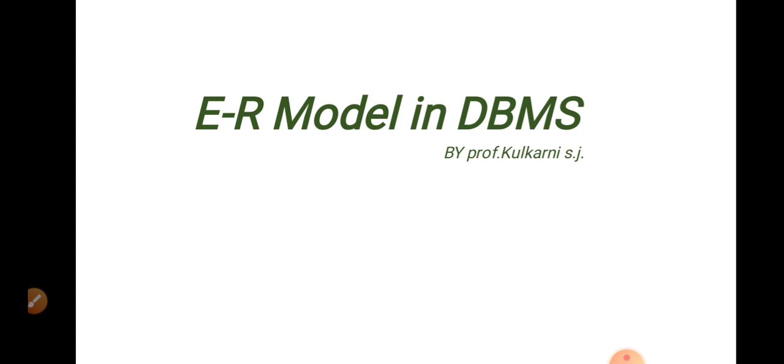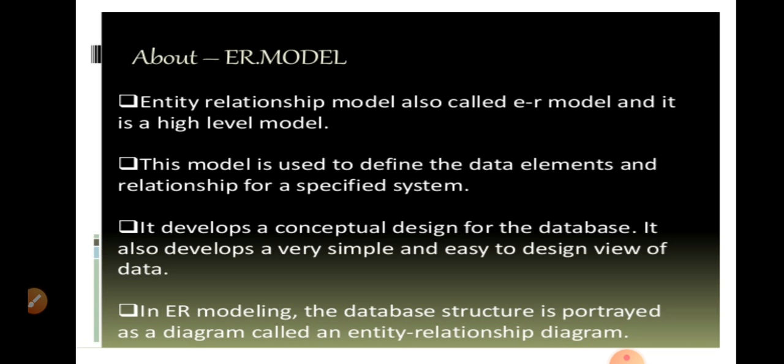Today we are going to learn ER models in DBMS. Firstly, we will discuss the ER model. Entity relationship model is also called ER model and it is a high level model. This model is used to define the data, elements and relationship for a specified system. It develops a conceptual design for the database. It also develops a very simple and easy to design view of data. In ER modeling, the database structure is portrayed as a diagram called an entity relationship diagram.